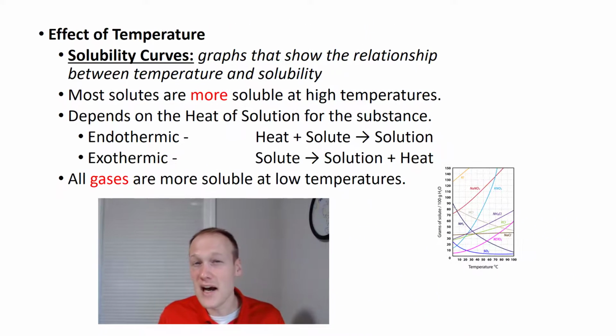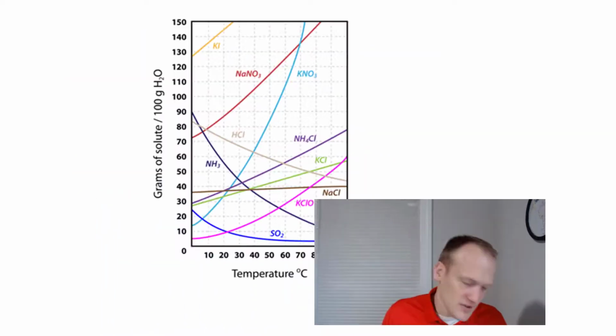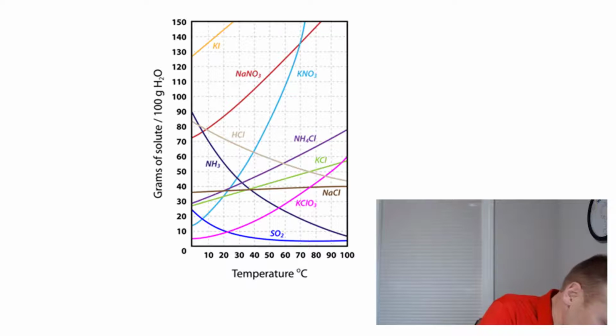One way that we can see unsaturated, saturated, and supersaturated solutions more easily is using something called a solubility curve. These are graphs that show the relationship between temperature and solubility. Most solutes, specifically solid solutes, will be more soluble at high temperatures. But gases are the opposite. They're actually more soluble at low temperatures, and this makes sense. If you heat up soda, all the carbonation is going to come out of solution because it's less soluble at that higher temperature.